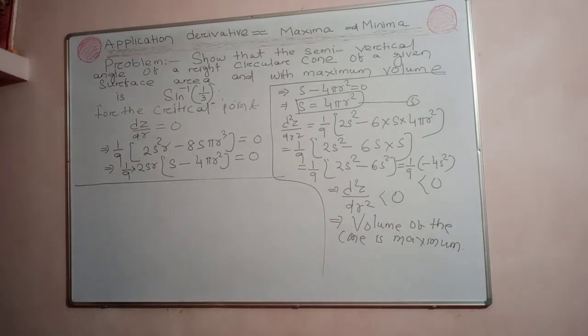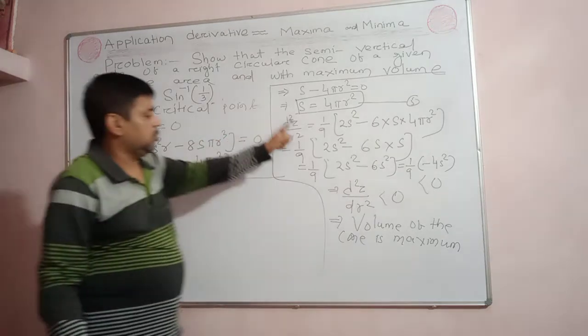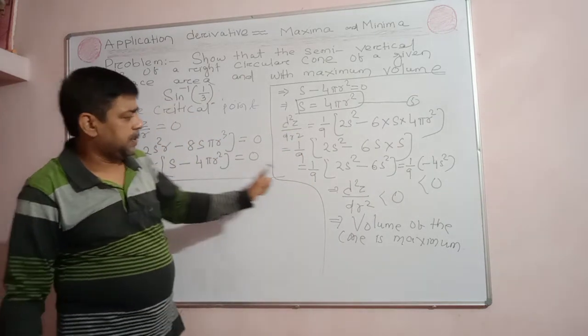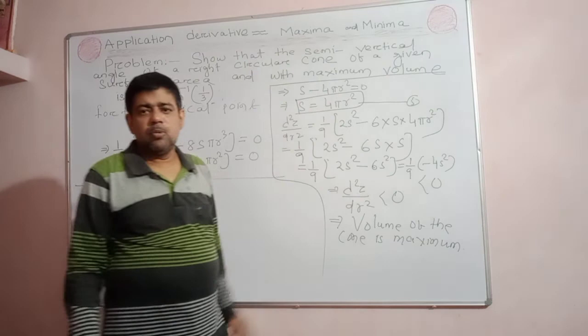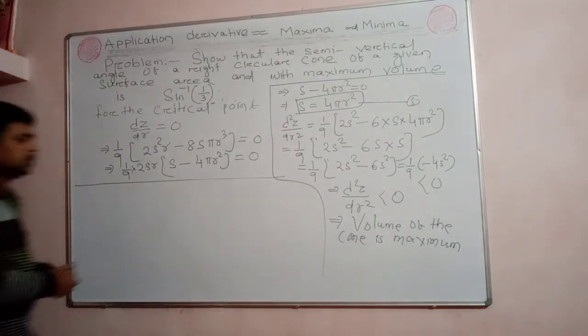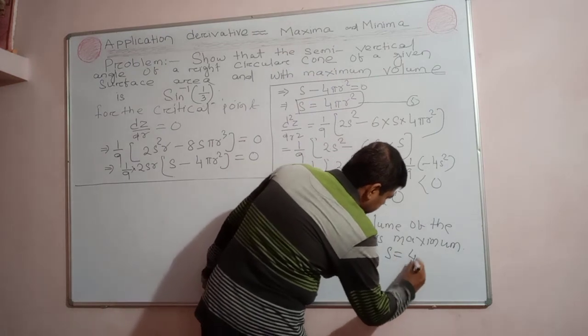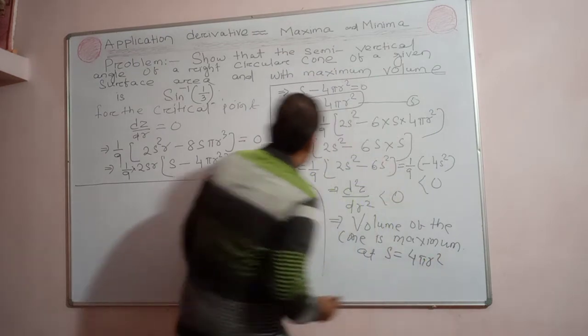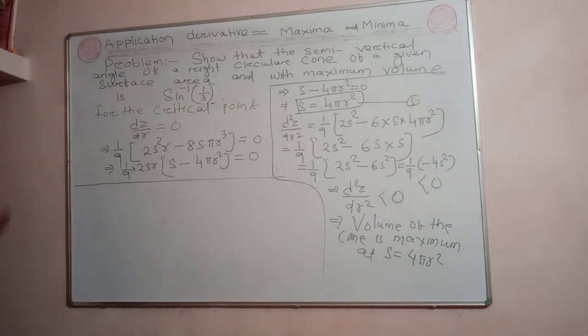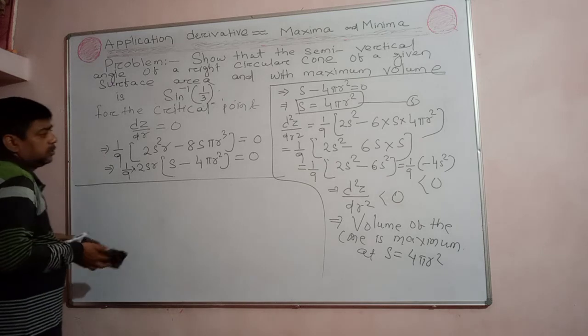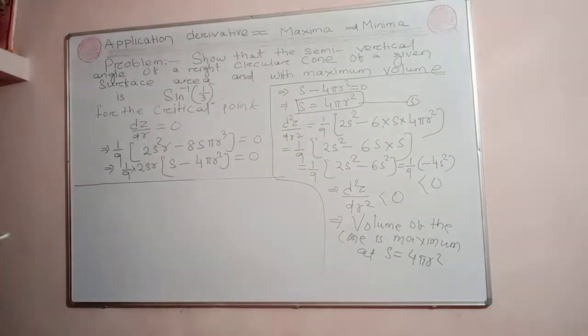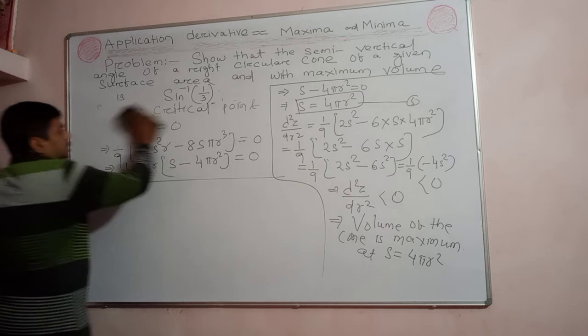So the volume of the cone is maximum at s is equal to 4 pi r square, which is the critical point of the function, right? Okay, understand? Let us note down. Noted all of you? Shall I proceed? Okay, thank you. Let's see.